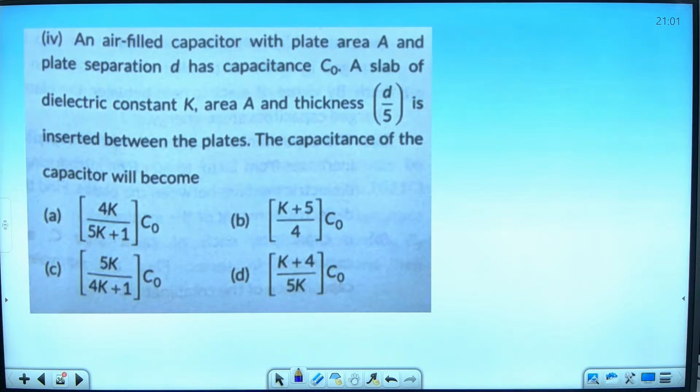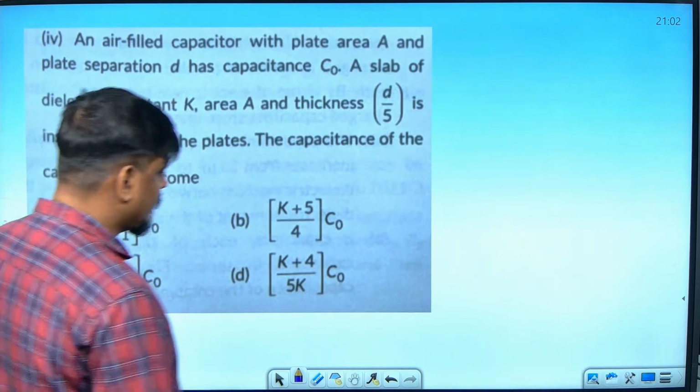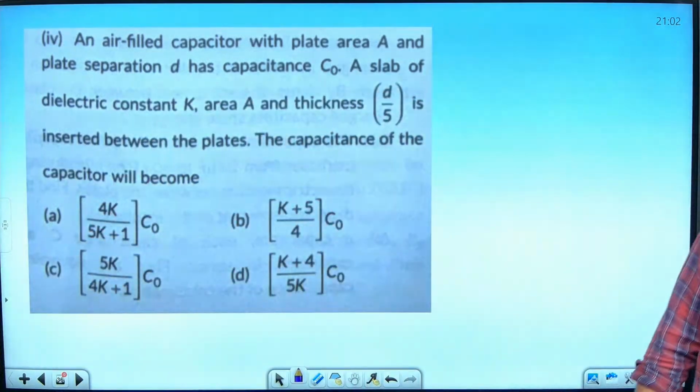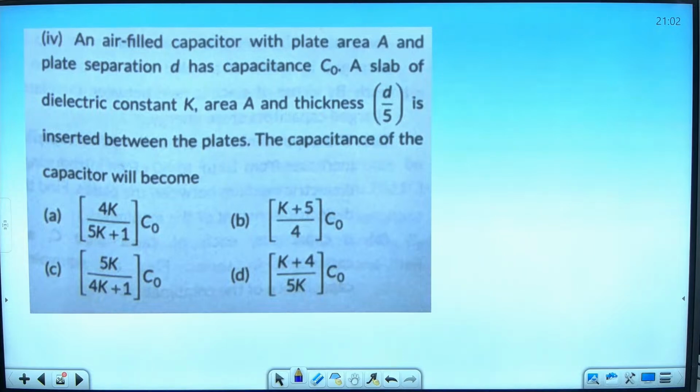Make it fast. Any answer? Any answer? Still solving.